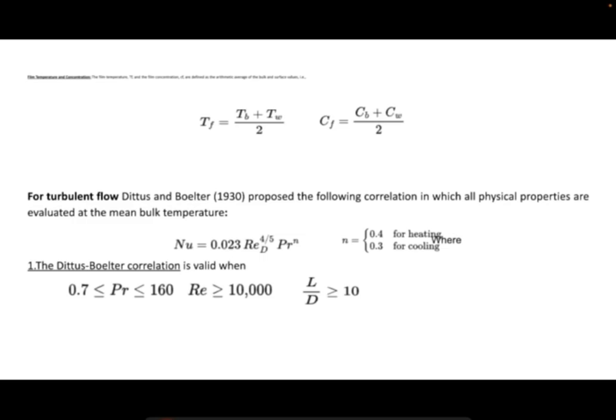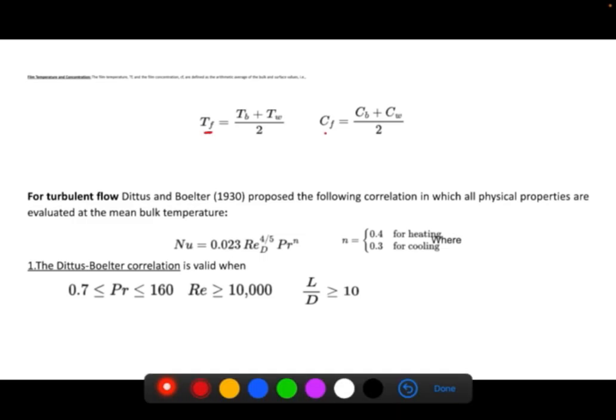Film temperature and concentration. The film temperature TF and film concentration CF are the average of the bulk and surface values, that is, TF is given by TB plus TW, where TB is the temperature of the bulk and TW is the temperature at the wall, the mean average. So TF equals TB plus TW by 2. Similarly, CF is the concentration of bulk CB plus concentration at wall, that is CW, by 2.